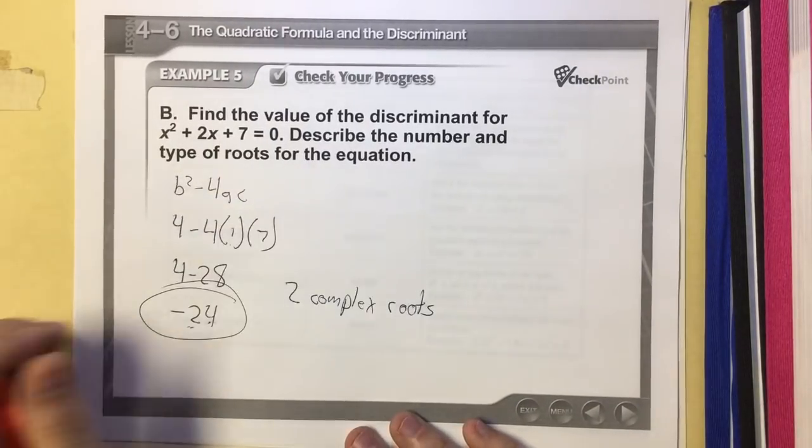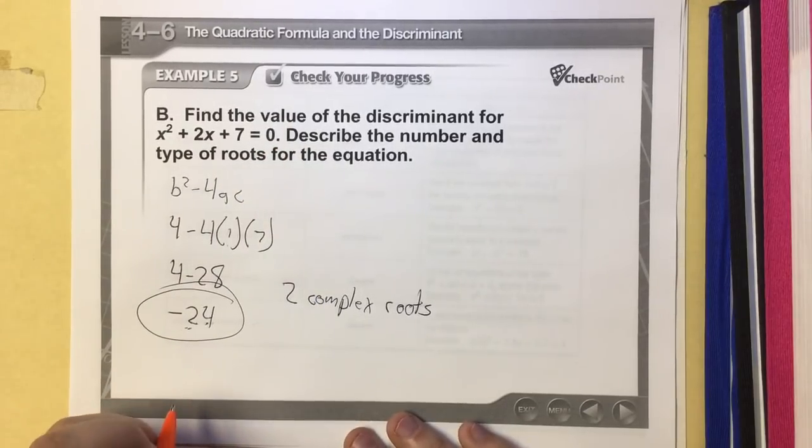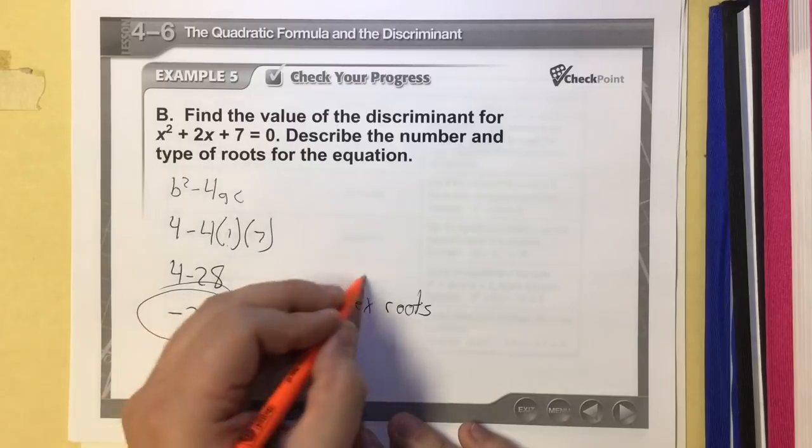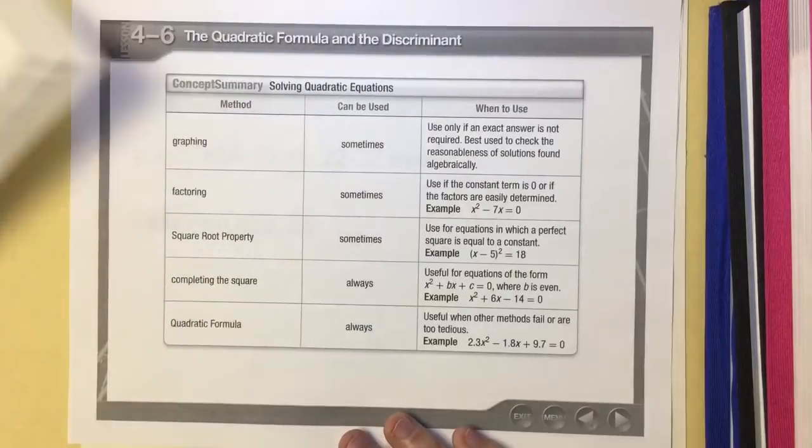Remember, roots and solutions are the same thing because it's set equal to 0 right here. Two complex solutions or roots. There we go, because my discriminant was a negative number.